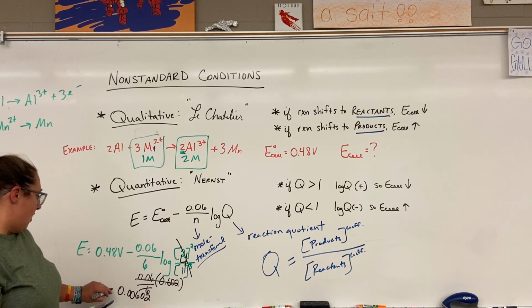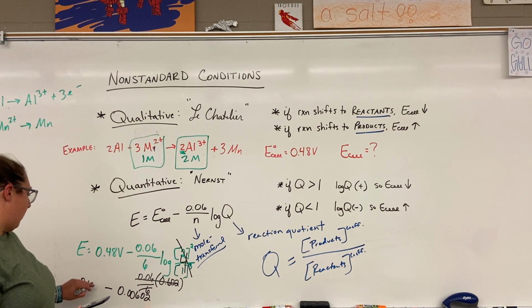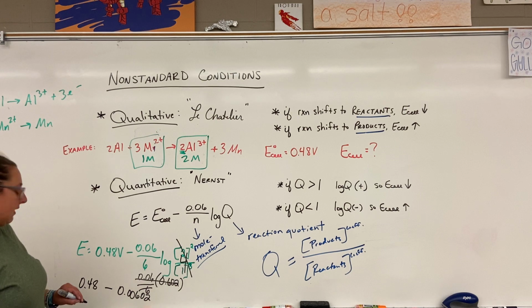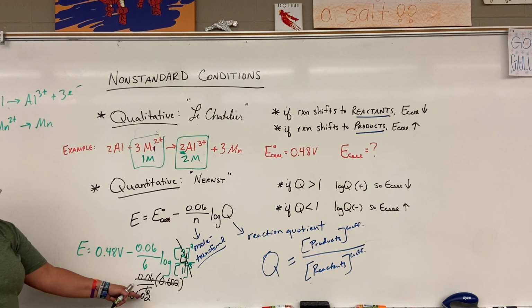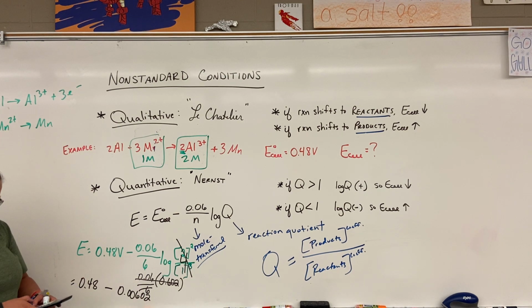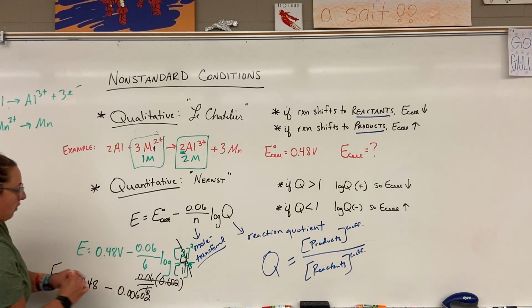0.00602. We are going to take our value, 0.48 volts, and we are going to subtract 0.00602. So 0.48 minus 0.00602. That gives us a new E cell value. Let me write that in orange.